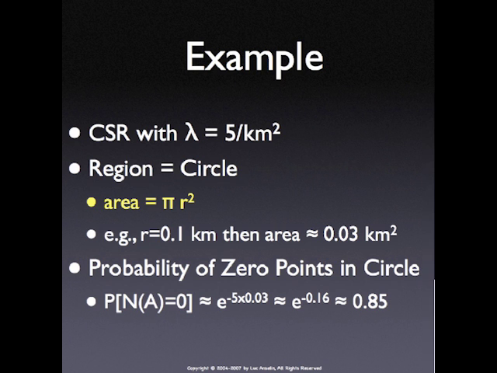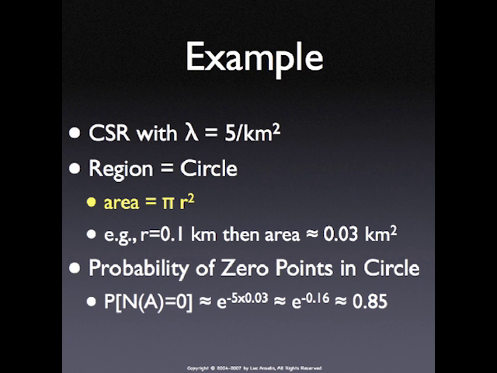So what is the probability of getting no points, of having an empty circle of radius 1/10 of a kilometer in this particular example? You stick this in here. This is the area. This is the intensity. You figure this out, and it's 85%. So for a point process like the Buffalo homicide example, which has roughly 5 homicides per square kilometer, what is the probability using the Poisson distribution that we have no homicides at all in a circle of about 1/10 of a kilometer?